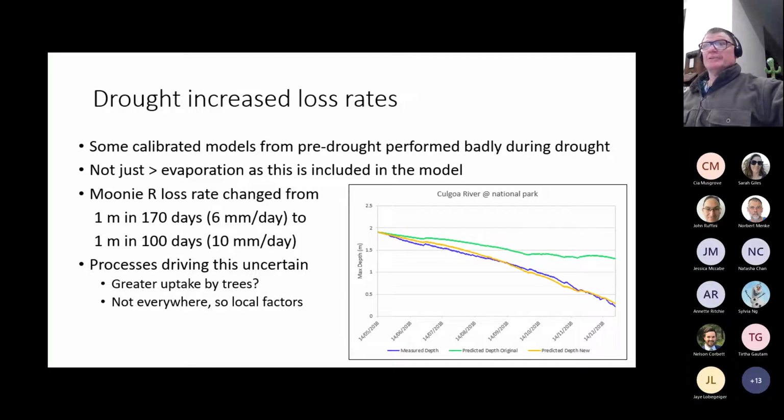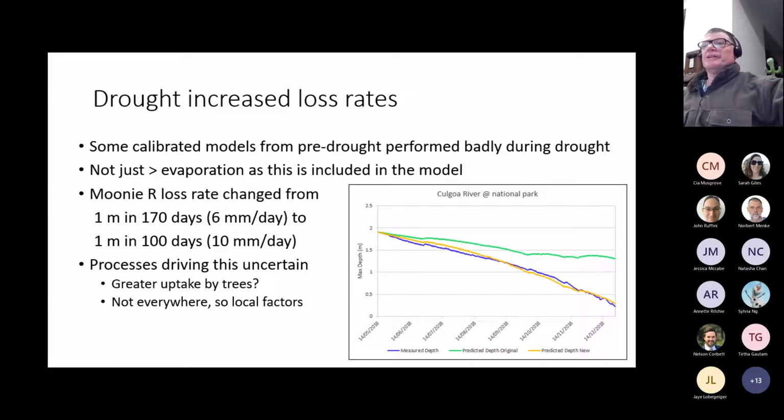And as an example, one of the sites where we had our oxygen loggers in the Moonie went from losing 1 metre in 170 days to losing 1 metre in 100 days. So that's a change from 6 millimetres to 10 millimetres per day of water loss. And the interesting thing is that this didn't happen everywhere. Some sites, the old model still worked well, but some they didn't. And we don't really understand what was driving this.